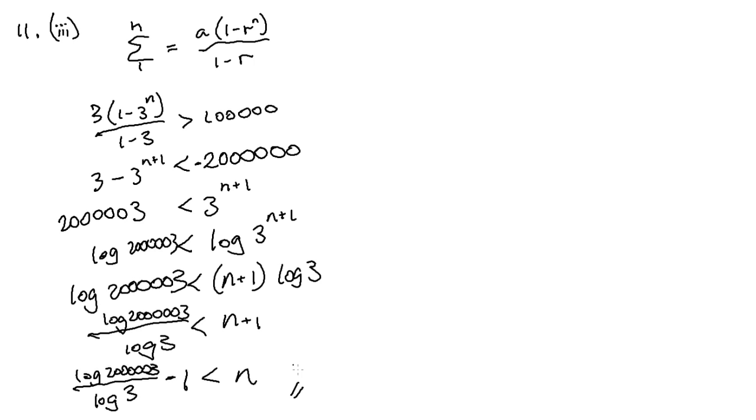Now solve for n, which is simply a calculator job. Log of 2,000,003 divided by log of 3 gets you about 13 or so, subtract 1 gives you 12.2, and so n is larger than 12.206. And because generation cannot be a decimal, it must be a whole number, and the closest whole number that is larger than 12.2 is 13. So n is 13.